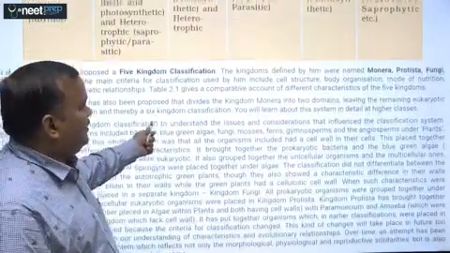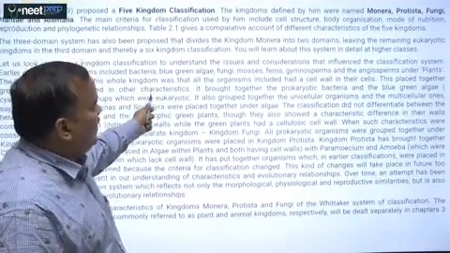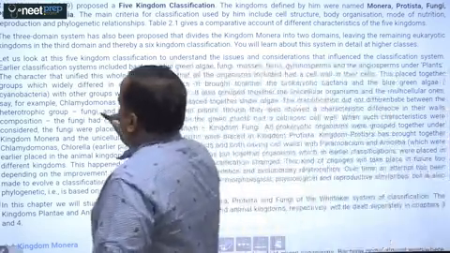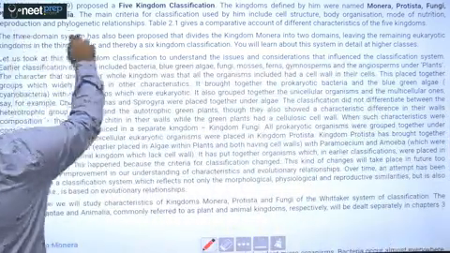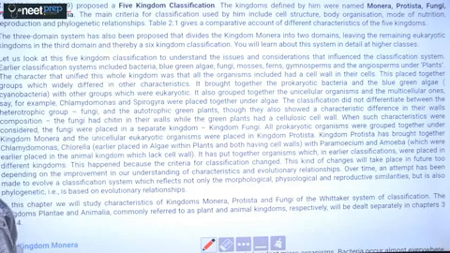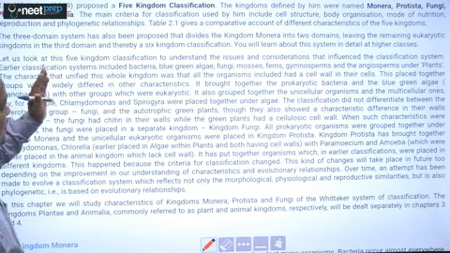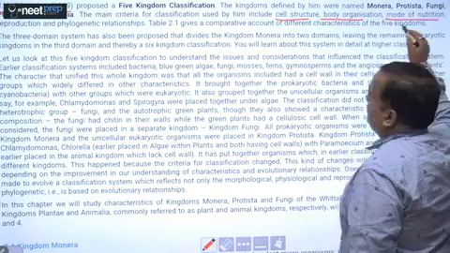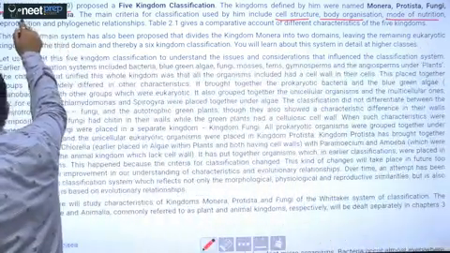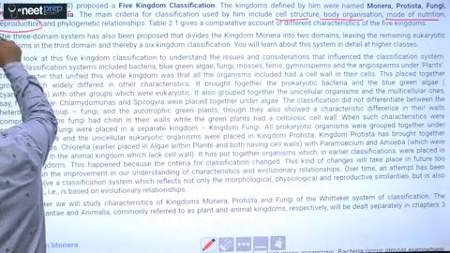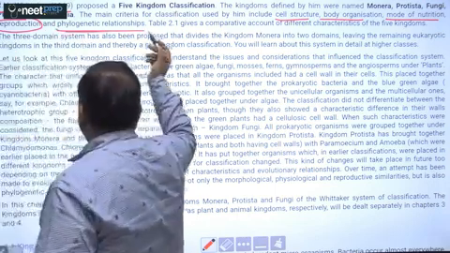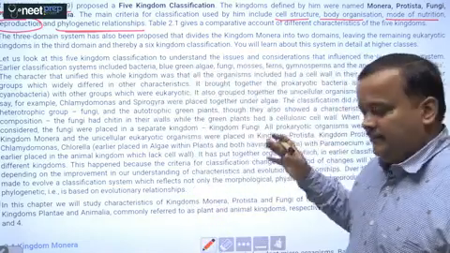Now, as I have told you, R.H. Whittaker in 1969 proposed the five kingdom classification, and there are five kingdoms, that is Monera, Protista, Fungi, Plantae and Animalia. The main criteria used by him include cell structure, body organization, mode of nutrition, reproduction. Although it is mentioned in NCERT, this was not a criterion considered by Whittaker. Then phylogenetic relationship, that is evolutionary relationship, that I have discussed in a table.